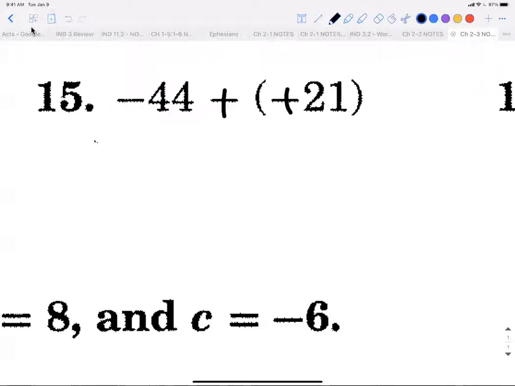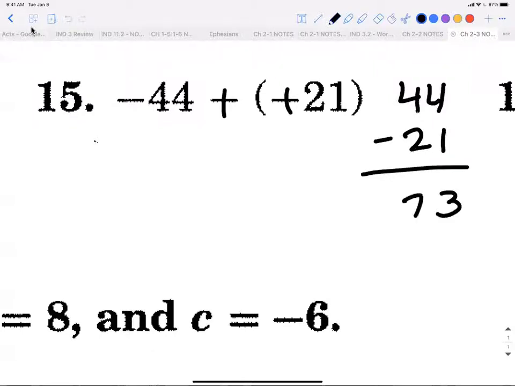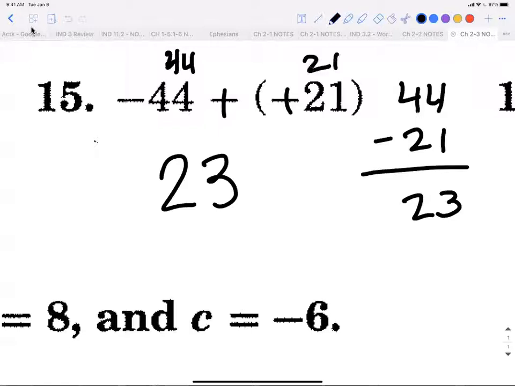Signs don't match, so somebody that hasn't answered yet. What do I do when my signs don't match? Yes, ma'am. Subtract. So looking at just the absolute values of these two numbers, 40 is a bigger number than 21. So I'm going to take 40 minus 21, and I get 19. So I know my answer is going to be a 19. Now I have to come back and decide on my sign. Zoe, what's my sign going to be? Yeah. If you look at the absolute value of 40 and 21, 40 is definitely a higher number. Since 40 is the higher number, I take the sign that goes with 40, which is a negative.